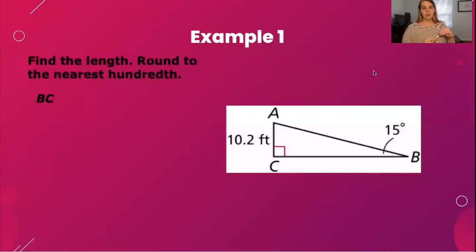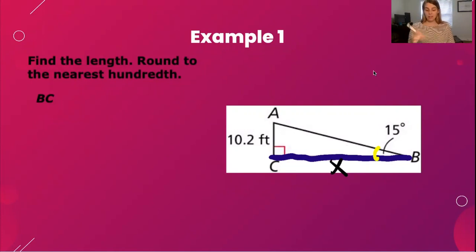Here's the first example. It says find the length of BC to the nearest hundredth. So BC is this line here. I am going to look first in order to find my ratio. I'm going to look to see where my angle is. I'm going to call BC x. From my angles, I have AC and BC.